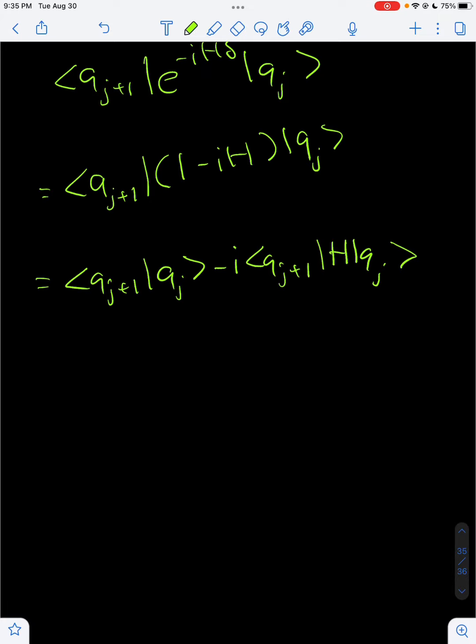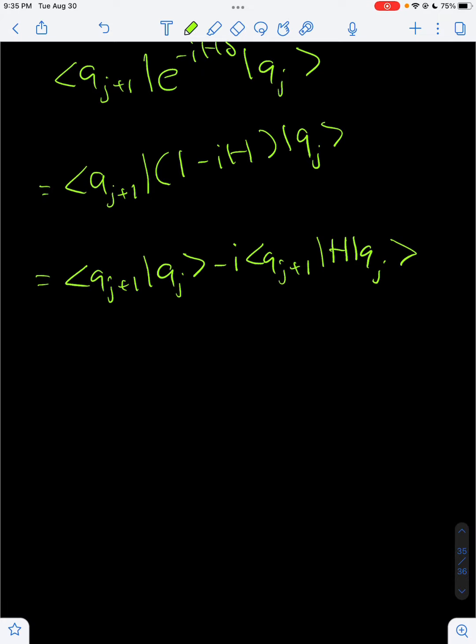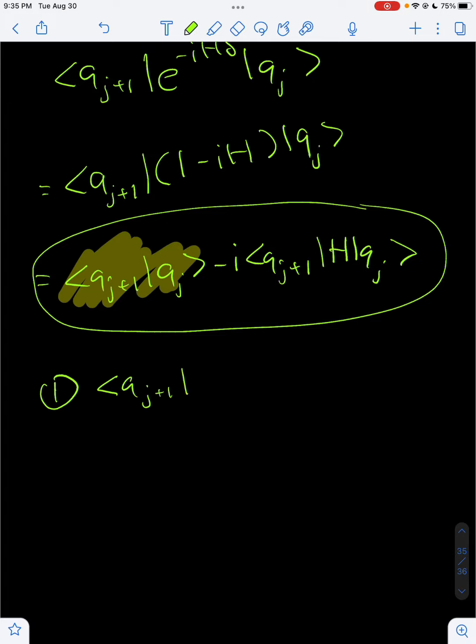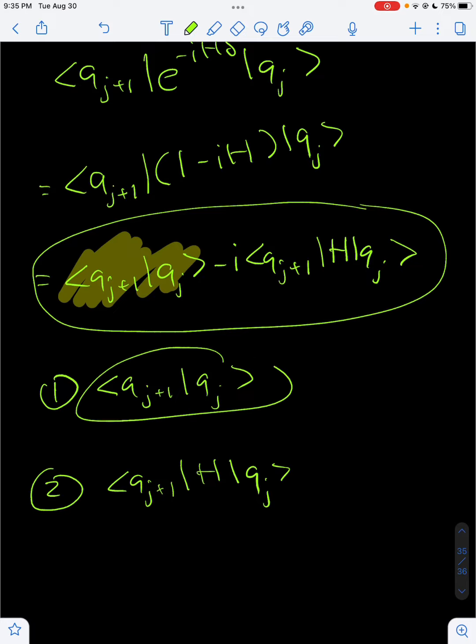All right, and we just have to calculate this. Now we actually already know how to solve for this over here, right? This is just going to be a delta function. So we have two expressions basically. We have q_{j+1} times q_j that we want to find. Then we want to find what q_{j+1} times H times q_j is. We already know this one right off the bat. We know that's just a delta function of q_{j+1} and q_j.